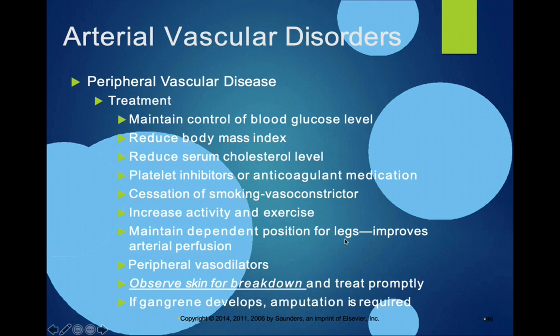maintain dependent position for legs, improves arterial perfusion, peripheral vasodilators. Observe the skin for any type of breakdown in the skin. You want to make sure there's no fissures or lesions between the toes. That can lead to an infection, and you want to be careful of that redness of the lower leg that feels very hot and swollen. And gangrene can develop, and then, God forbid, you have an amputation that may be required.